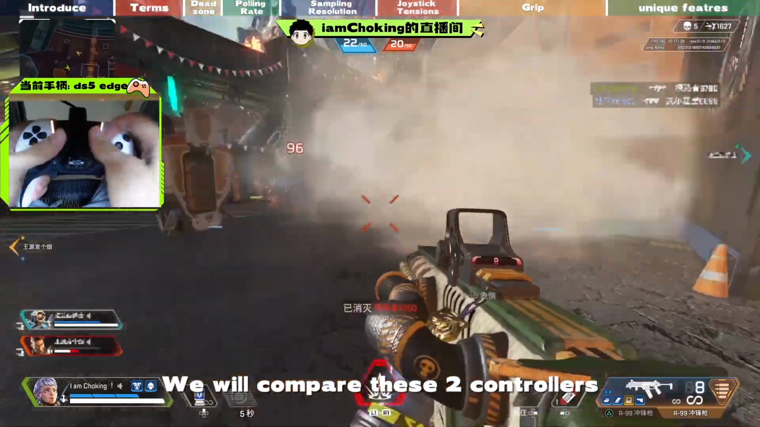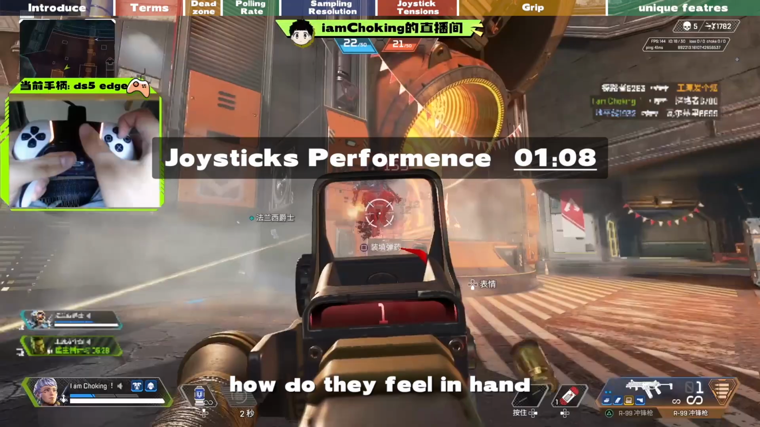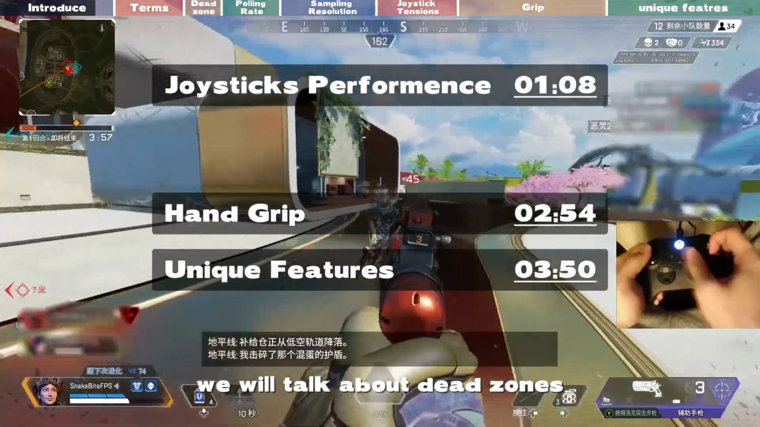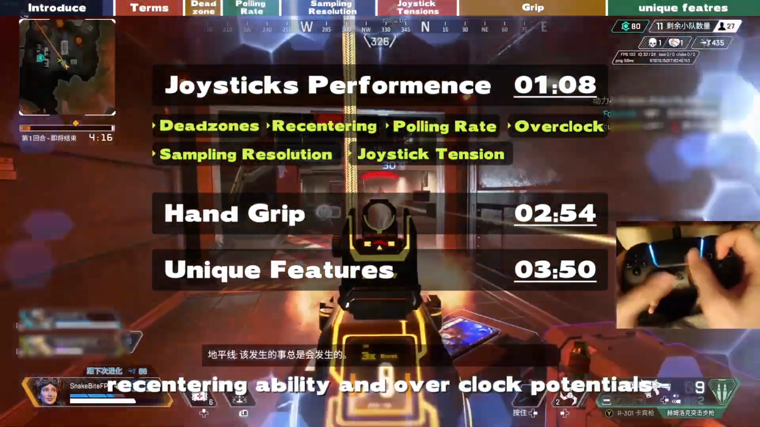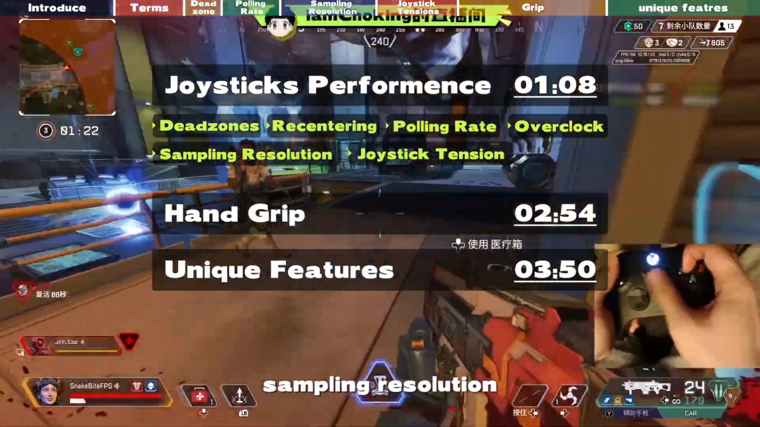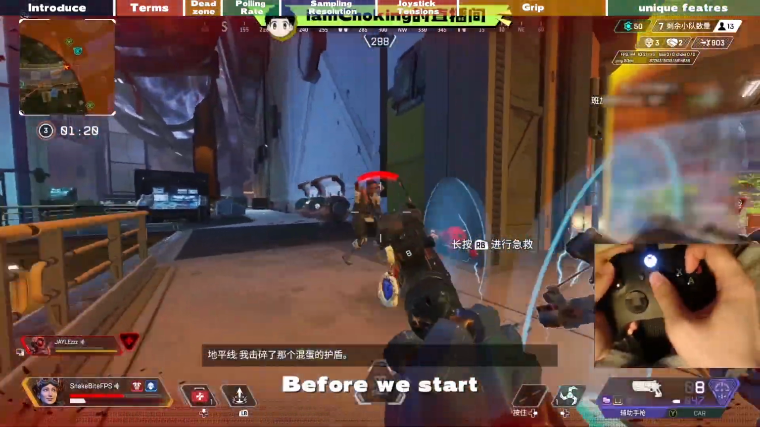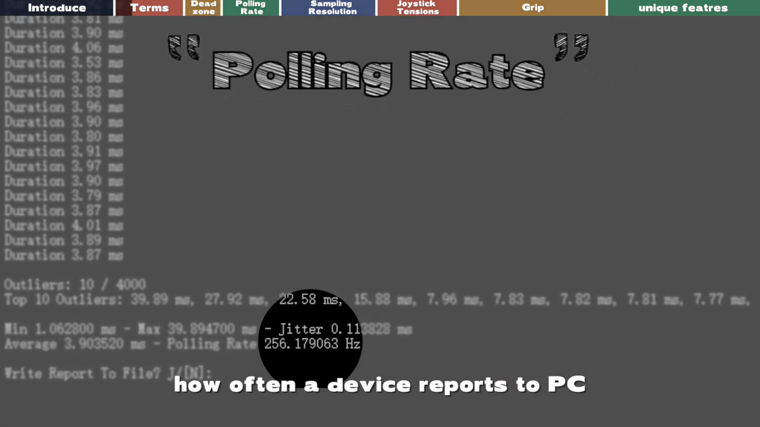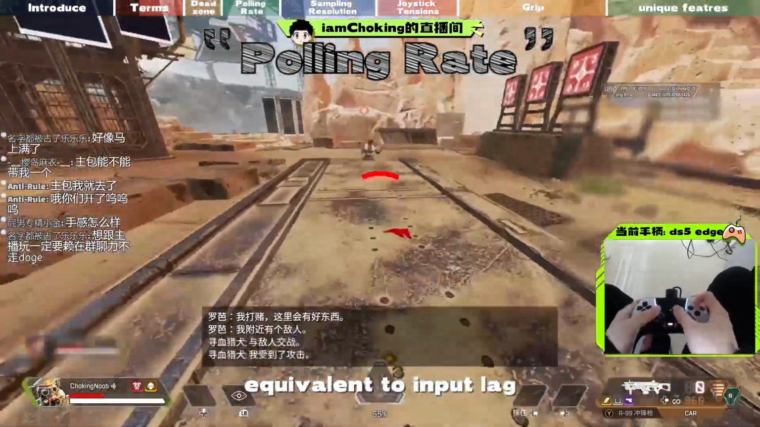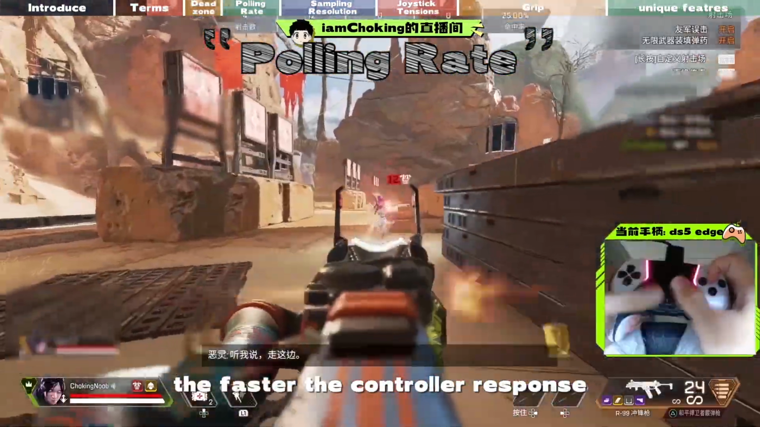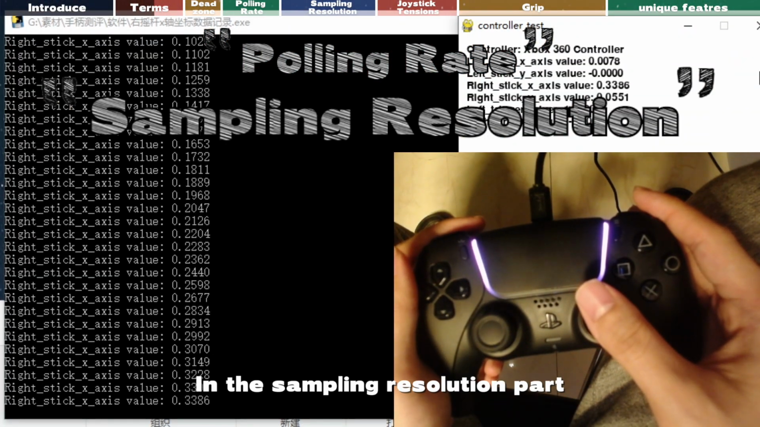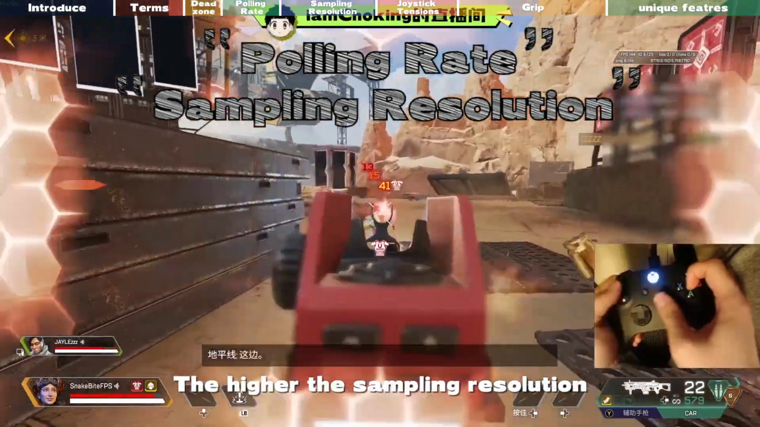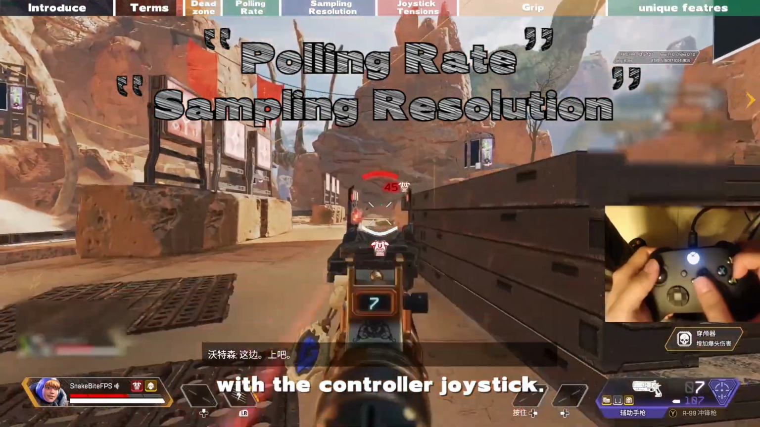We will compare these two controllers in terms of joystick performance, how they feel in hand, and their unique features. In the joystick part, we will talk about dead zones, recentering ability, polling rate and overclock potentials, sampling resolution, and joystick tension. Before we start, let me explain some of the terms. The polling rate measures how often a device reports to the PC. Polling rate is not equivalent to input lag. The higher the polling rate, the faster the controller responds. In the sampling resolution part, we're going to measure how many sampling points there are on the x-axis. The higher the sampling resolution, the finer adjustment you can make with the controller joystick.